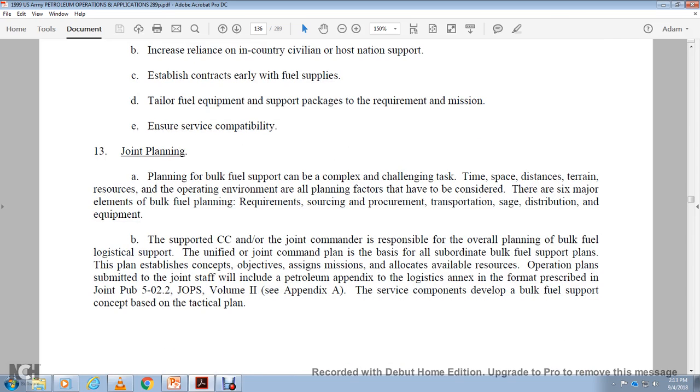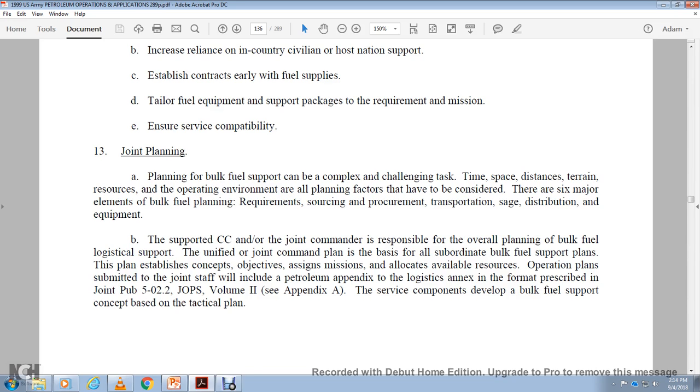Joint planning for bulk support is complex and challenging, with time, space, distance and terrain as factors, referencing the operational environment and all personnel. We consider the elements of bulk fuel planning: requirements, procurement, transportation, storage, and distribution equipment. The unified Joint Command has responsibility for overall planning of bulk fuel logistics support, forming the base for the supported bulk fuel support plan, establishing the concept, assigning missions and allocating available resources.